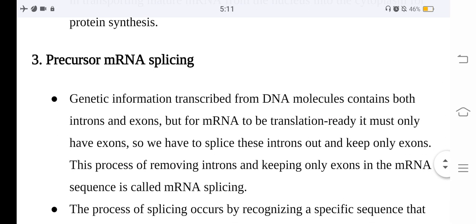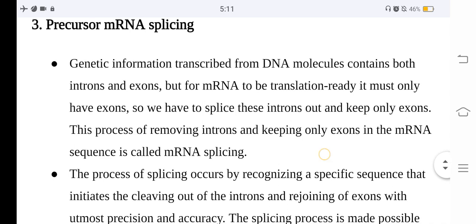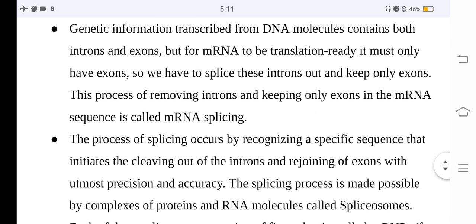Then precursor mRNA splicing. Genetic information transcribed from DNA molecules contains both introns and exons. But for mRNA to be translation ready, it must only have exons. So we have to splice these introns out and keep only exons. This process of removing introns and keeping only exons in the mRNA sequence is called mRNA splicing. The process of splicing occurs by recognizing a specific sequence that initiates the cleaving out of the introns and rejoining of exons with utmost precision and accuracy.